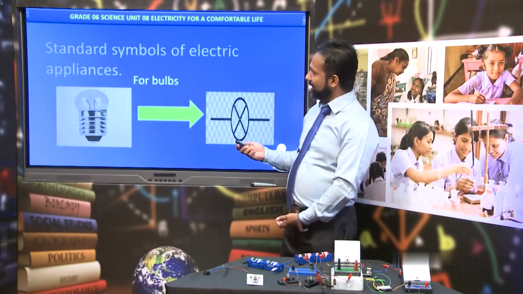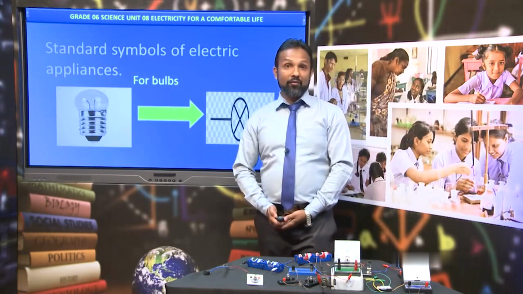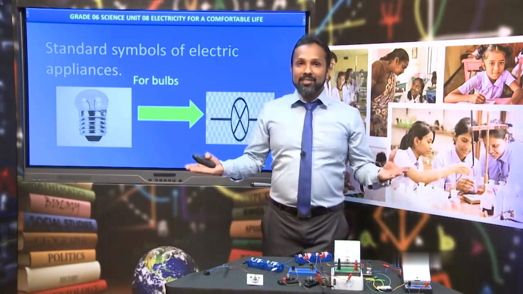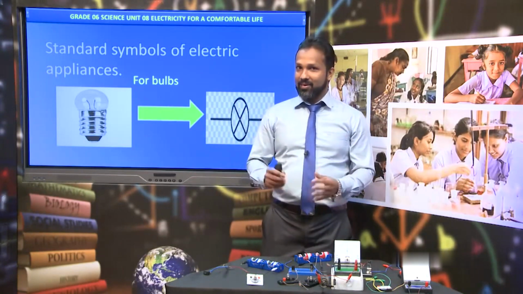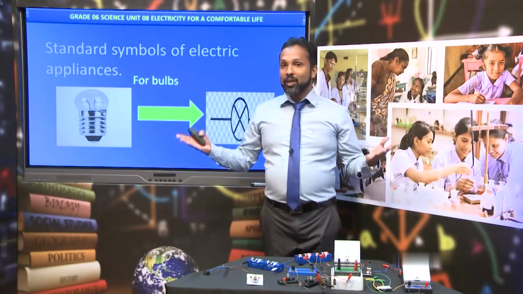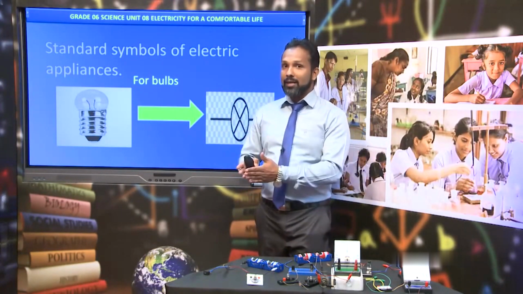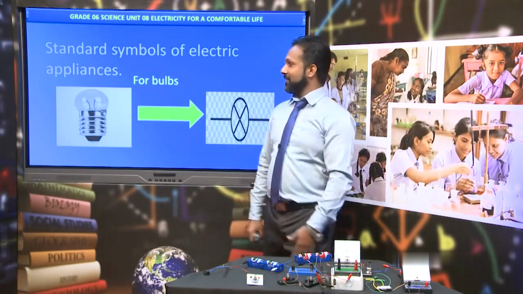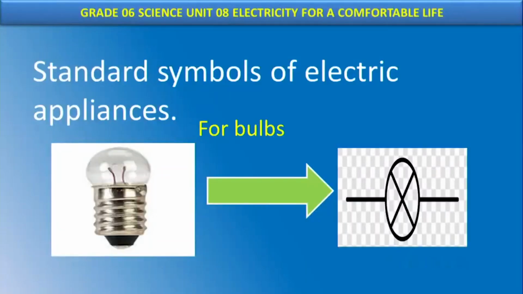Right, my dear children. Let's learn the symbol of the electrical appliances that we learned earlier. We learned several electrical appliances. You can watch the symbols relevant to these appliances. This picture shows you a bulb. What is the symbol that we use for the bulb? This shows you the symbol of the electric bulb.